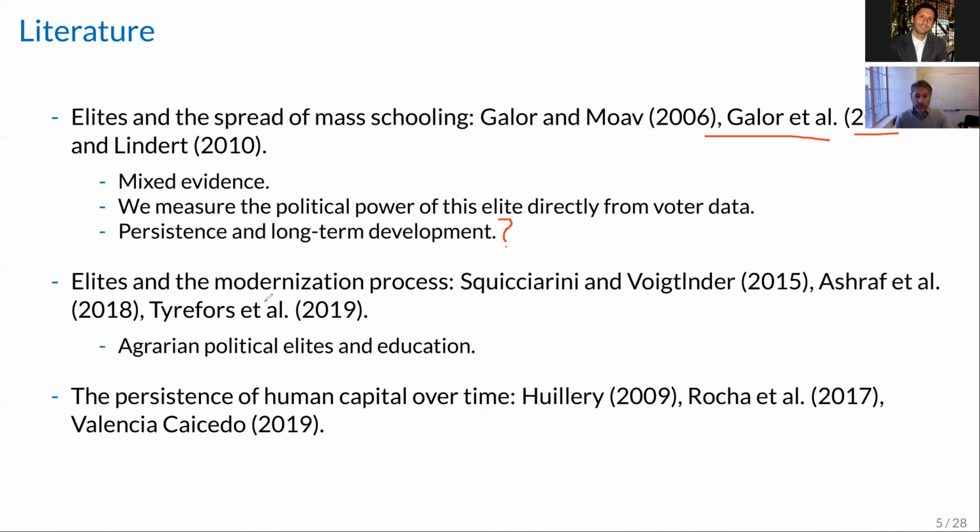There's a separate literature which is related, which is this idea that who is in power really matters for modernization, more related to, for example, the Industrial Revolution.